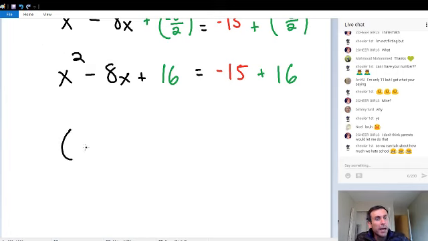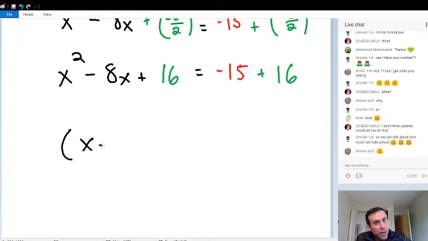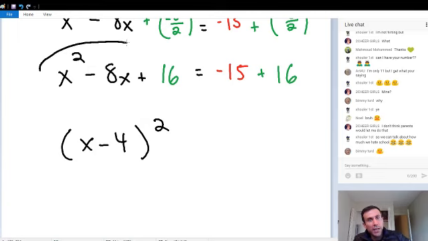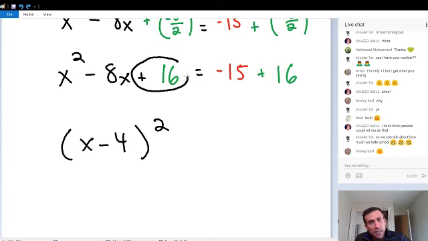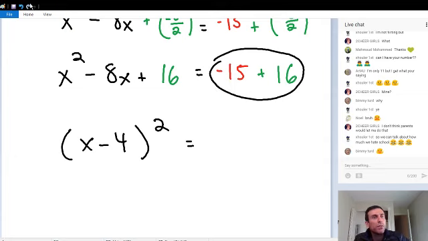And we know that we're going to have an x as our first term. Our second term is always going to be half of our b, so half of negative 8 is equal to negative 4. And we square it. Okay, and if you FOIL x minus 4 squared, you're going to get x squared minus 8x plus 16. So that's the reason why we added this positive 16 here, so we can create this perfect square. All right, and on the right-hand side, we have negative 15 plus 16, which is equal to positive 1.